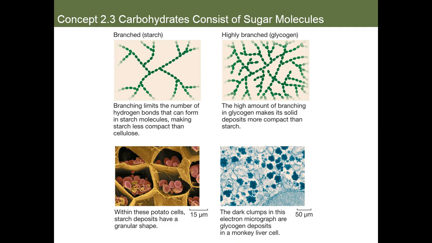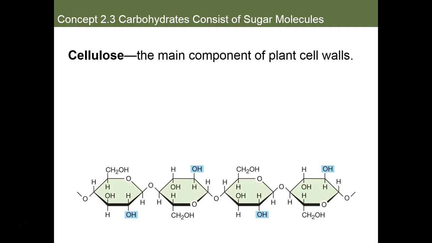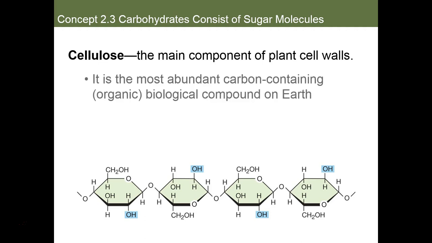This slide demonstrates the degree of branching between starch and glycogen. Starch on the left, glycogen on the right. Starch has less branching, as seen on the top left, than glycogen. As stated before, cellulose does not have any branching within its structure, and is the main component of cell walls in plants. Cellulose is one of the most abundant carbon-containing molecules on Earth, which is attributed to its very stable nature.